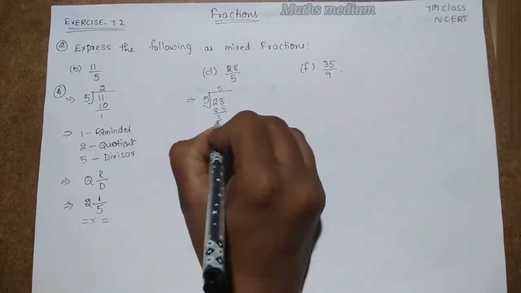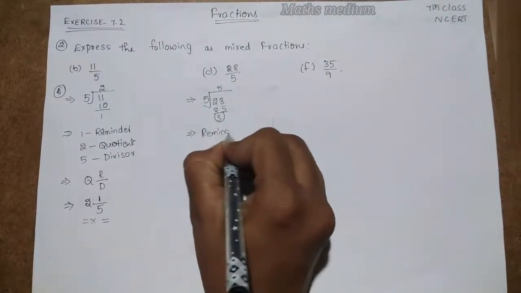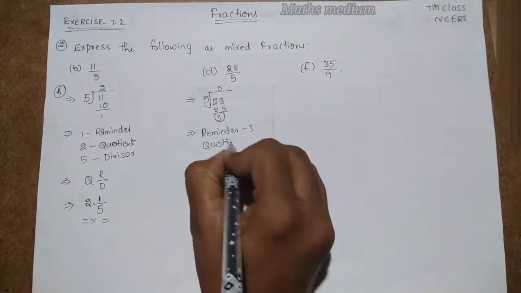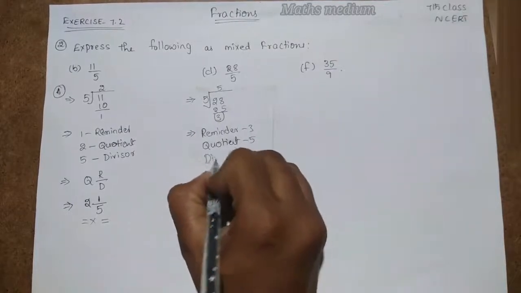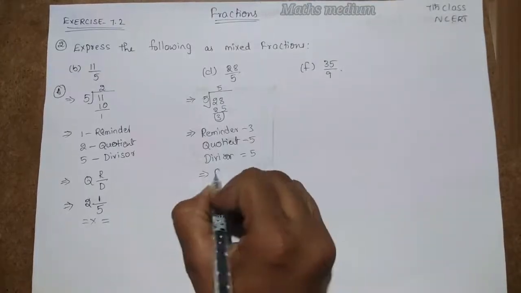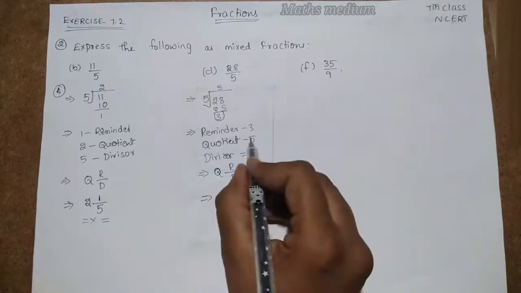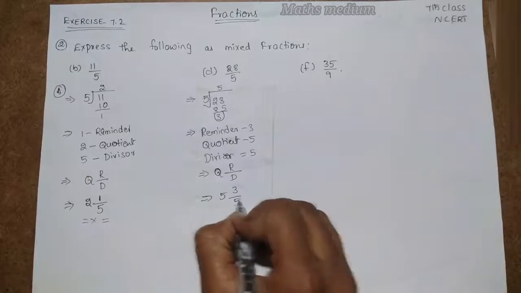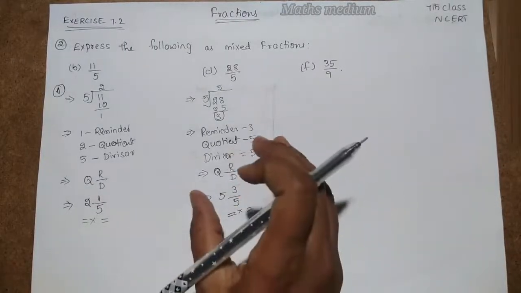So 3 is the remainder. Now the remainder is 3, the quotient is 5, and the divisor is 5. So the formula is quotient, remainder by divisor. Here the quotient is 5, the remainder is 3, and the divisor is 5. So this is the representation of improper fraction to mixed fraction conversion.